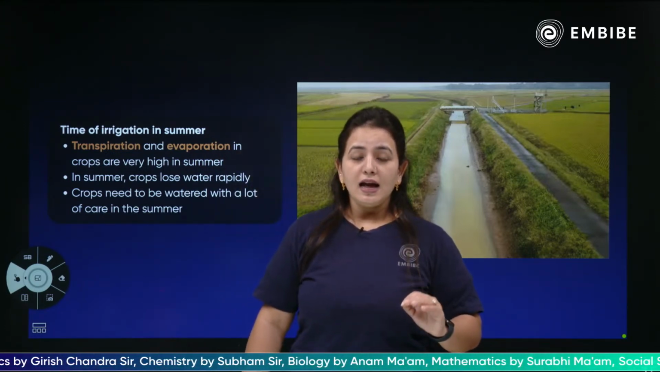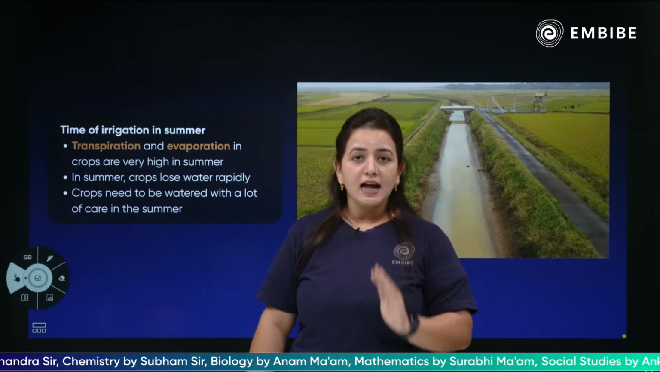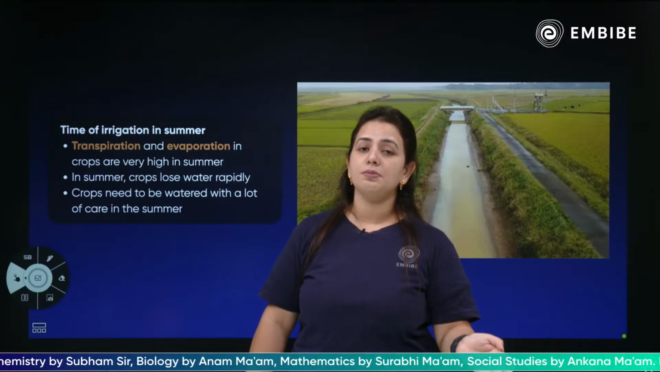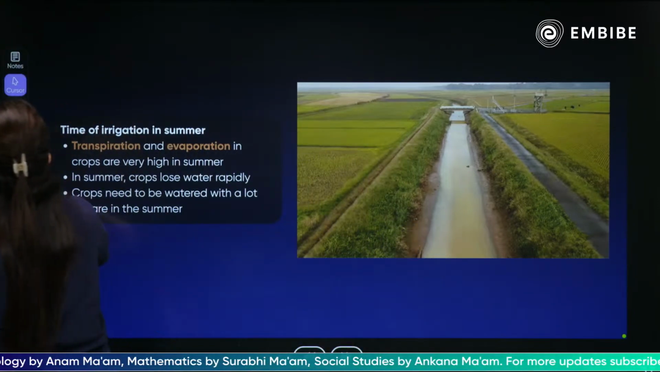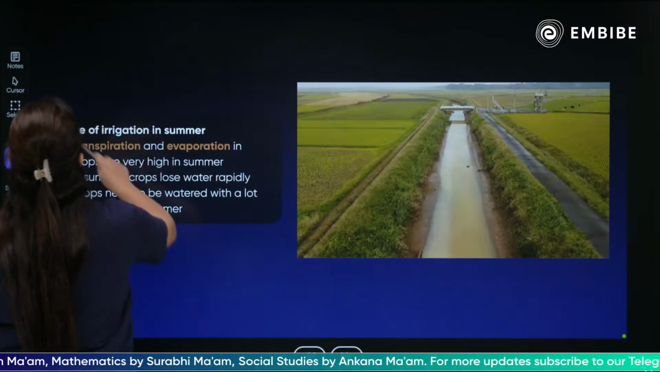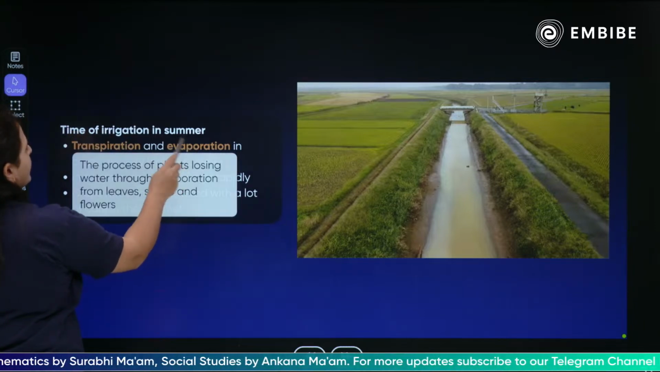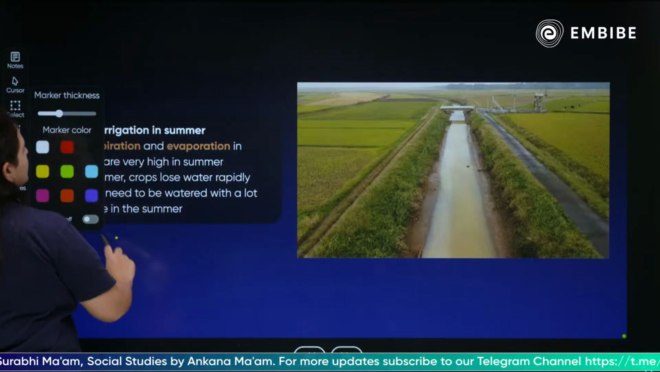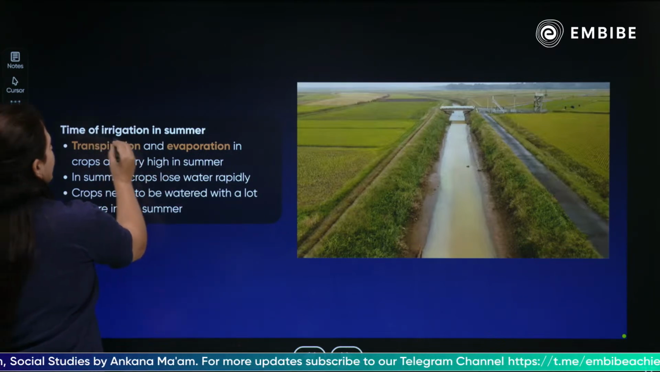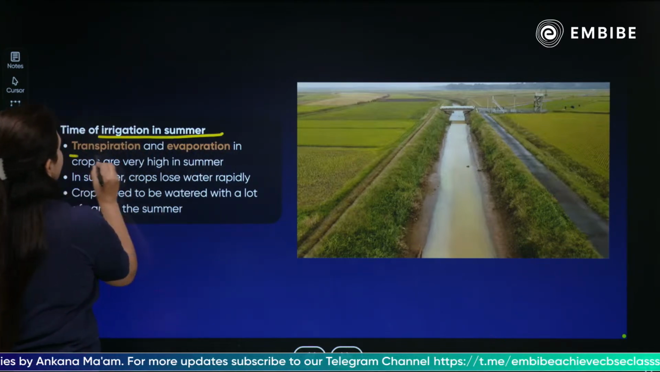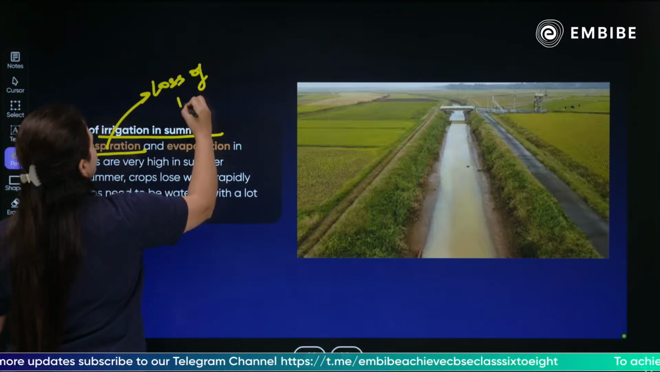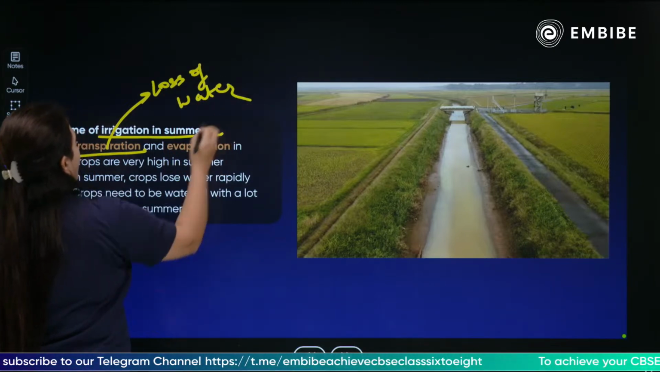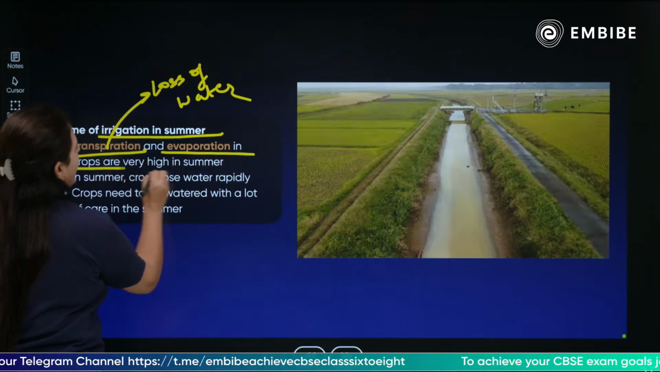When is the correct time to give the plant an enormous amount of water so that they can show enough growth? It is obviously in the summers, when there is a lot of transpiration and evaporation. So, children, the time of irrigation is in summers. Transpiration is loss of water, and evaporation from crops is very high in summers.